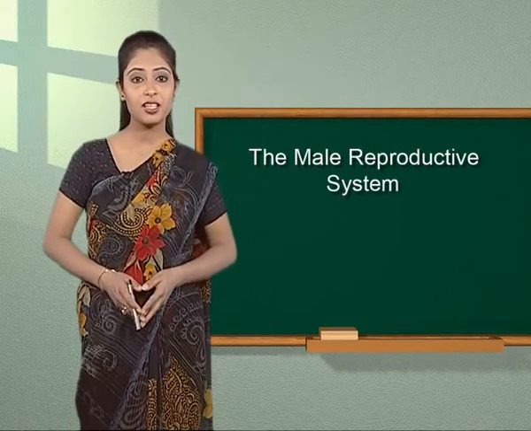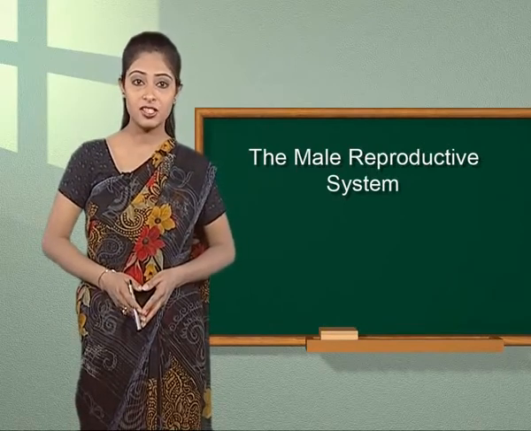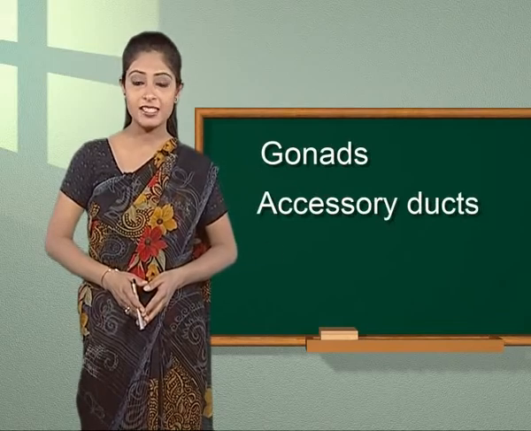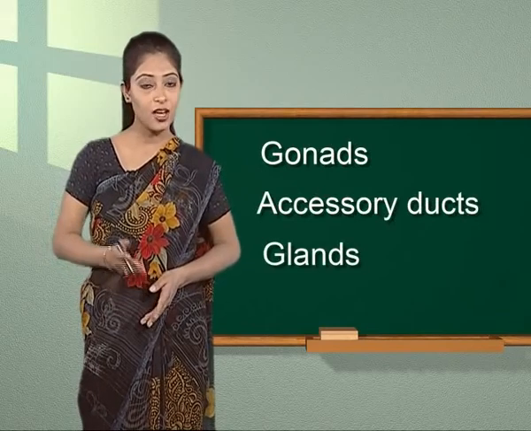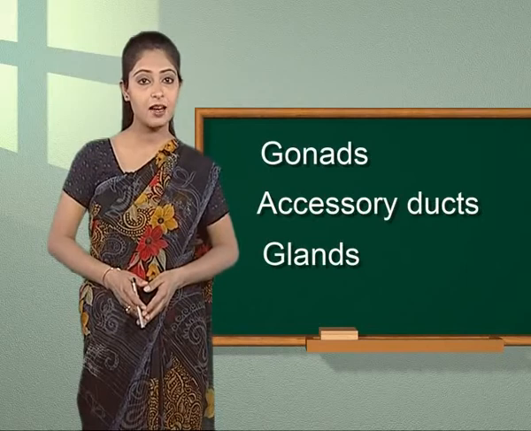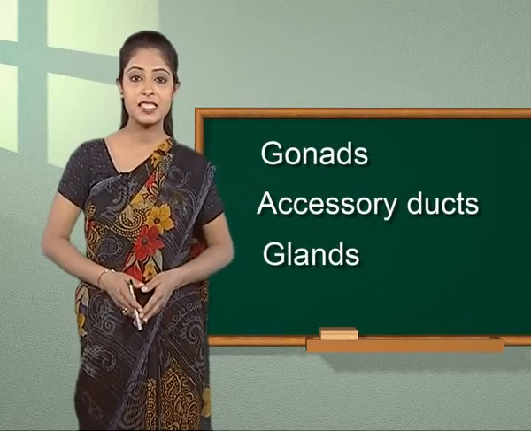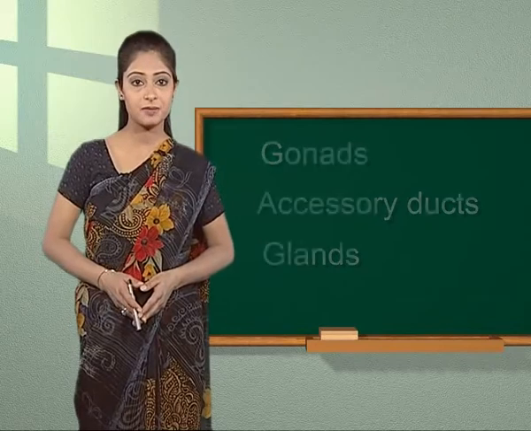The male reproductive tract consists of external genitals and internal organs. It includes gonads, accessory ducts, and some glands. Gonads in male means a pair of testes. Testes produce gametes and hormones.